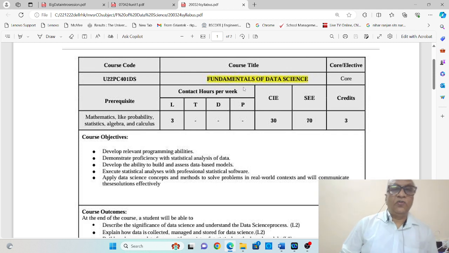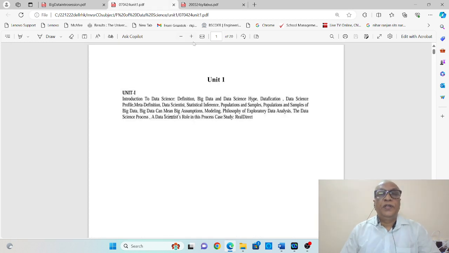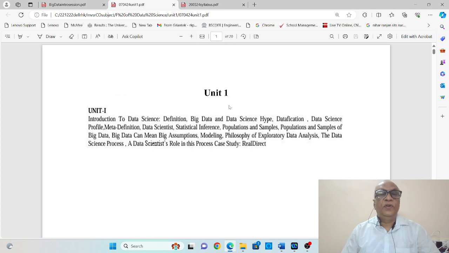Let us continue our discussion of the subject Fundamentals of Data Science. This is unit 1, and we have already covered definitions, hype, datafication, data science profile, meta definition, data scientist. Today we will be discussing statistical inference, populations and samples of big data.